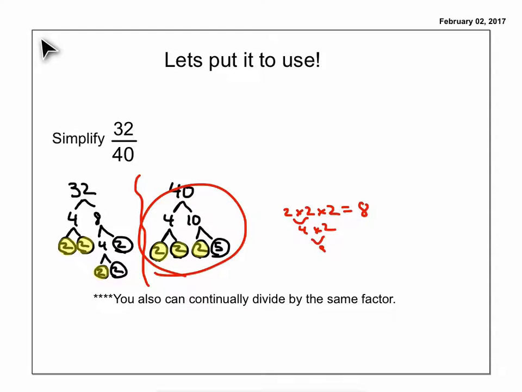So now what we're going to do with this greatest common factor, which is 8, is we're going to divide both our numerator and denominator by 8. So 32 divided by 8 is 4, and 40 divided by 8 is 5. So our simplified form of 32 over 40 is 4/5. So 4/5 and 32 over 40 have the same value.